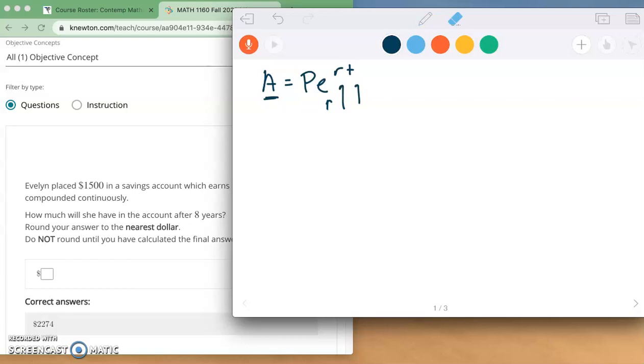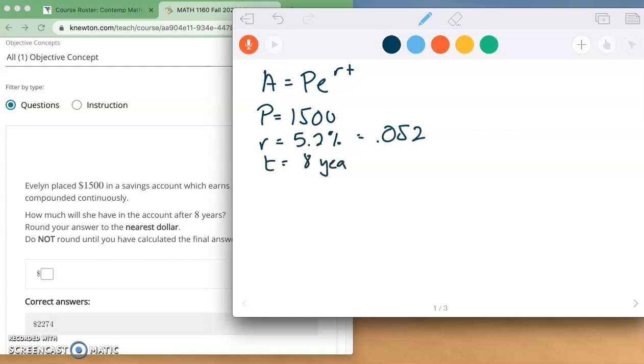So let's go ahead and write out what we know. The principal is the initial amount you put in. We have 1,500. What's the rate? It was 5.2%. But remember, that's equal to 0.052, because a percent means it's multiplied by 100. So you need to divide by 100 to get it into decimal format. And then the time is 8 years.